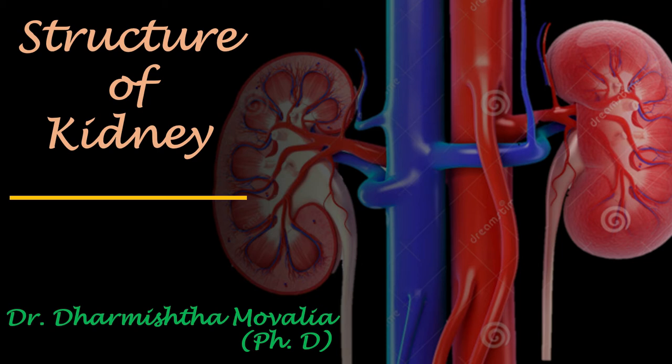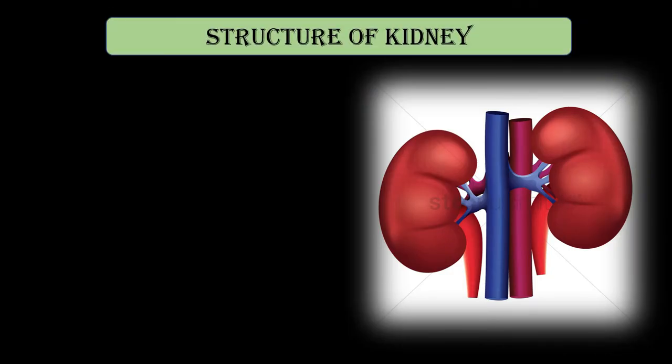Today we will discuss the structure of the kidney, given under chapter number 19, Excretory Products and Their Elimination. In the excretory system, the kidney is one of the most important organs, where filtration, or we can say purification of blood, and formation of urine take place. All other organs of the excretory system serve only as passages. So the main organ is the kidney.